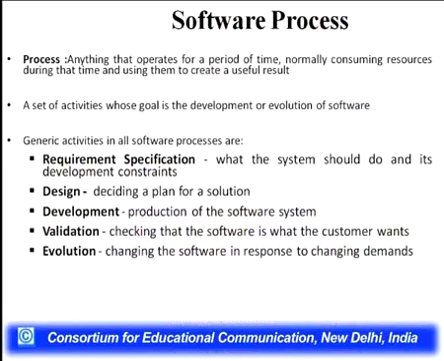A process is anything that operates for a period of time, normally consuming resources during that time and using them to create a useful result. So we consume some resources and give an output based on that. A software process is a set of activities whose goal is the development or evolution of software. The whole thing is known as a software process where you have certain activities, and there are a few generic activities which are followed in all software processes.